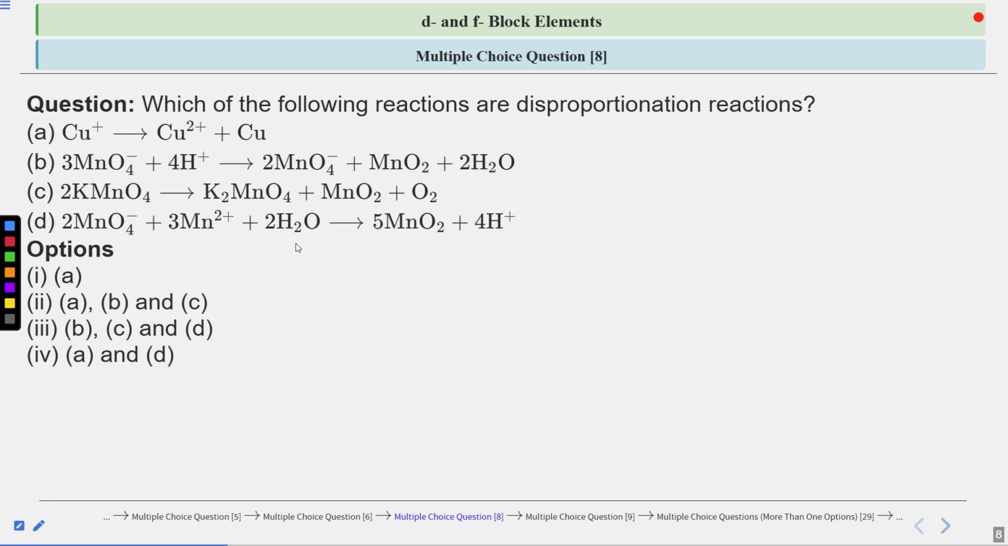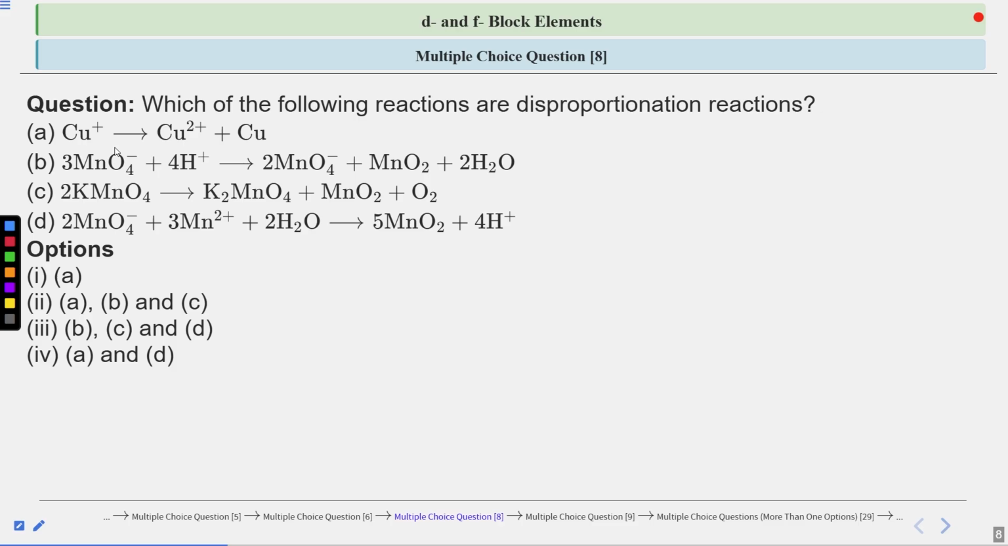Now this is multiple choice question number 8 in the NCERT textbook. The question is: which of the following reactions are disproportionation reactions? You have to tell which of the given 4 reactions are disproportionation reactions, and then choose the correct option in which the correct representation of the disproportionation reactions is given. So A is saying the reaction as Cu+ converting to Cu2+ plus Cu.